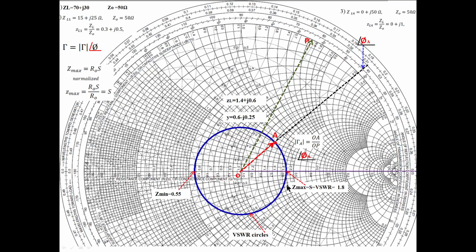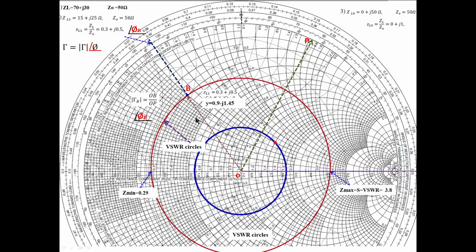Instead of using that equation, for any load you can do this. For example, this load here, and this is the load B, the second one. I marked it already. We studied the reflection coefficient in the previous problem. This is the VSWR circle.